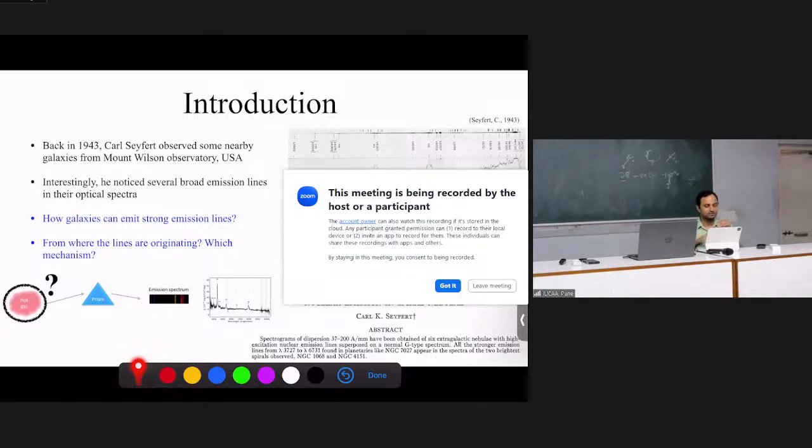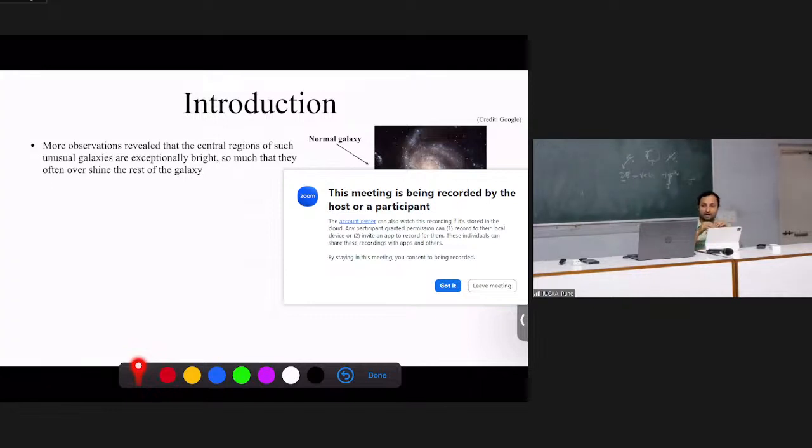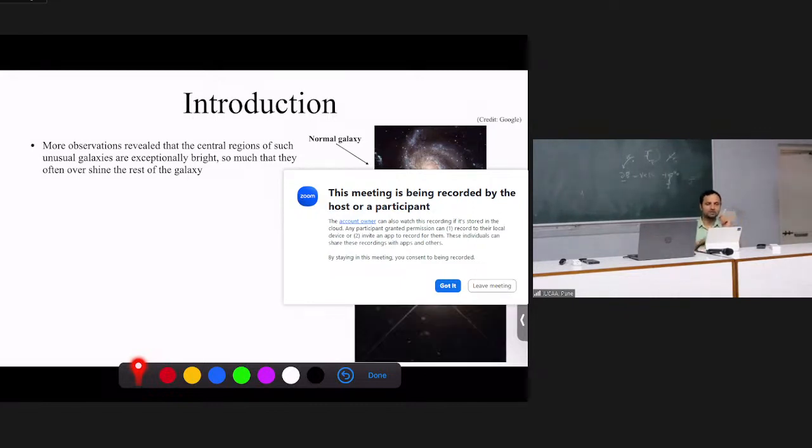So we got some information: emission line galaxies. Now the next thing comes. When people started observing such sources, they found that the central region of such galaxies is unusually bright. How bright? So bright that you can rarely see the rest of the galaxy. Here I show you a picture of a normal galaxy. This is a Hubble Space Telescope picture. This is a normal galaxy, like our Milky Way. Now, if you take a look at those peculiar galaxies, you will see something like this.